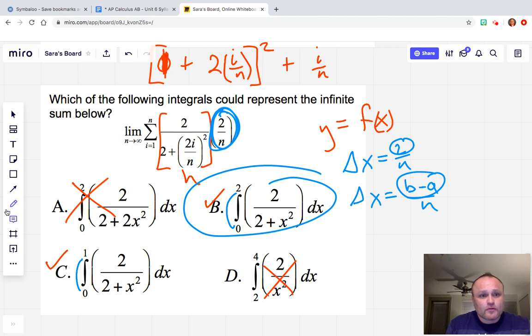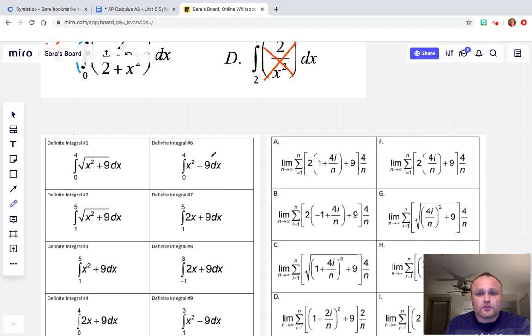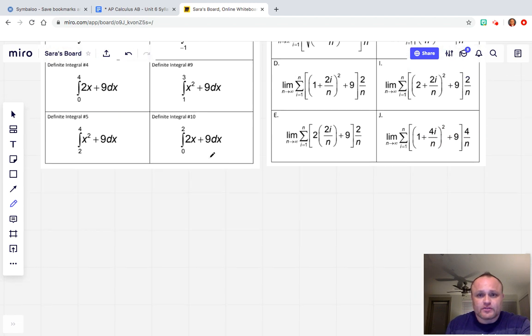And then all of this in red, as far as the function is concerned, is showing you the integrand itself, 2 over 2 plus something. This is like that something squared. Okay. All right, so now let's move on to the last things for this video.